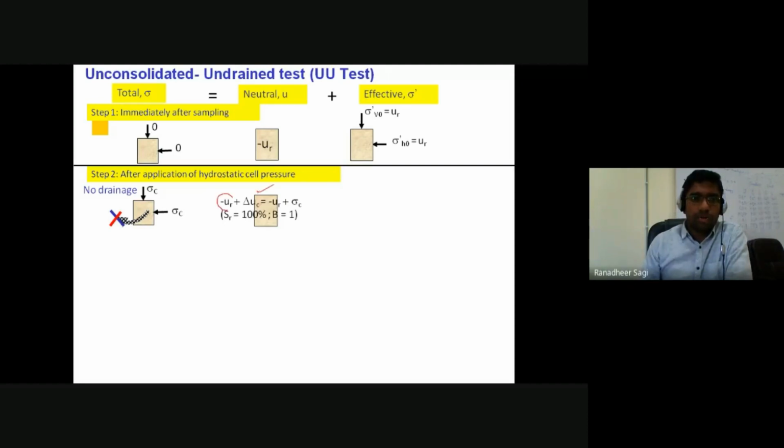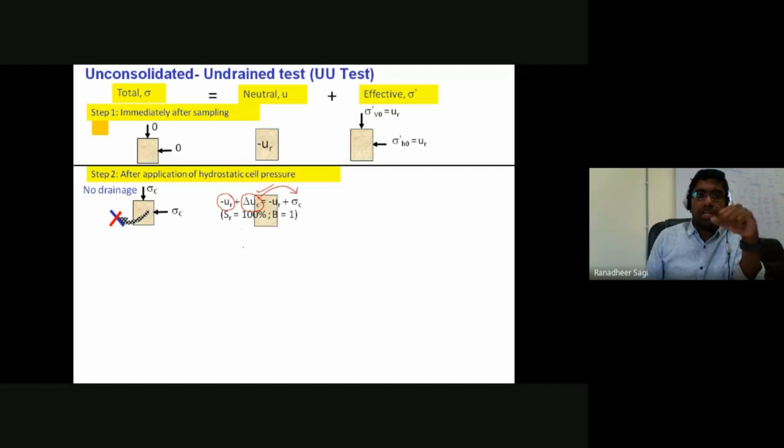Already residual pore water pressure was existing in your soil sample, and the increment in pore water pressure because of the applied confining pressure is what I can also call your applied confining stress only, because your soil is said to be 100% saturated, your B parameter is equal to 1.